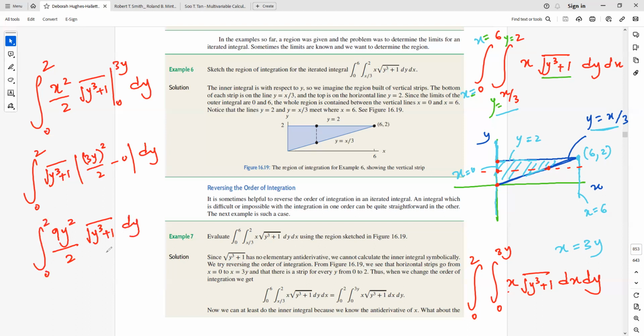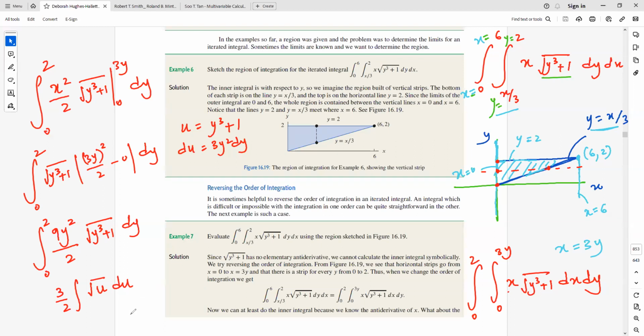Now this becomes 9y squared over 2 times the square root of y cubed plus 1 dy, from 0 to 2, and this is now easily integrable because we can get the derivative of y cubed plus 1 here. This is y squared, so let us assume that u equals y cubed plus 1, which gives du equals 3y squared dy, which means that I can write here 3 over 2 integral of the square root of u du, right?